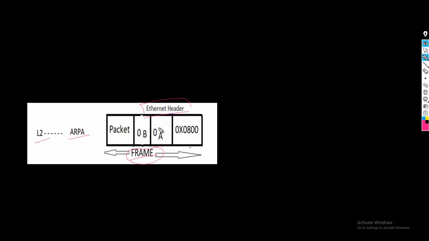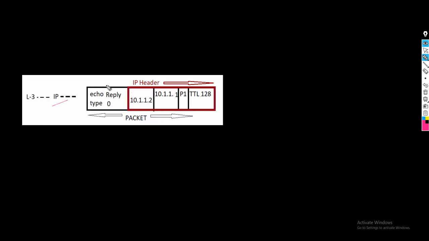Now the frame will be decapsulated and the Ethernet header will be removed. So it will check the destination MAC, which is 0A, which is its own. So it will accept that information and the remaining information will be sent to the IP protocol at layer 3 because the type code is of the IP protocol. Now the IP protocol will remove the IP header and check the destination IP, which is 10.1.1.1, which is its own.